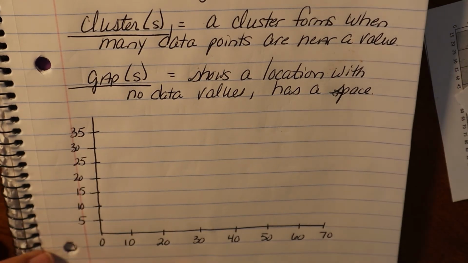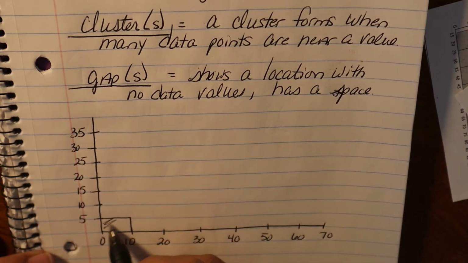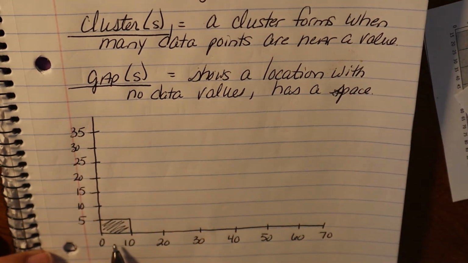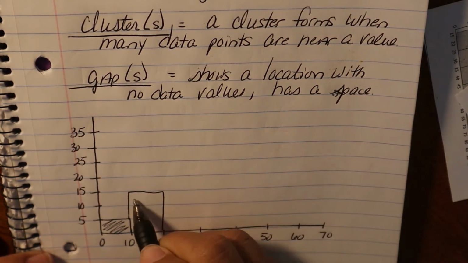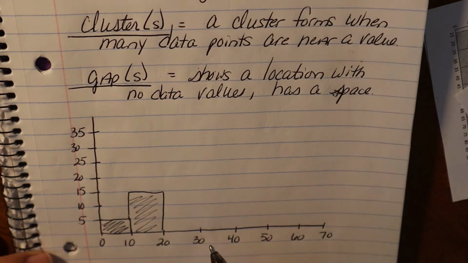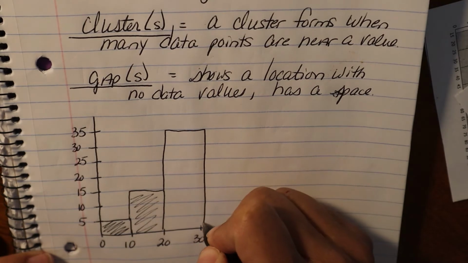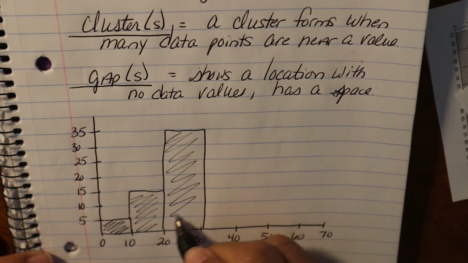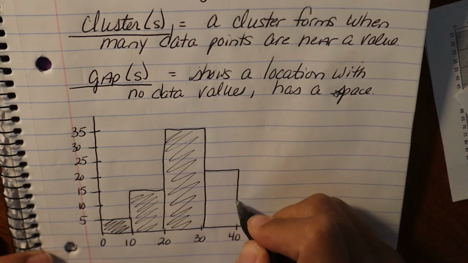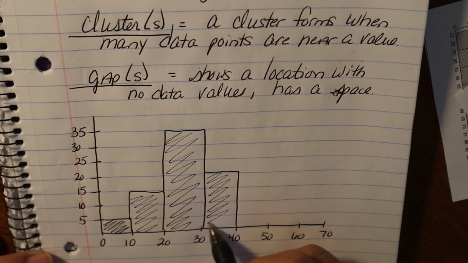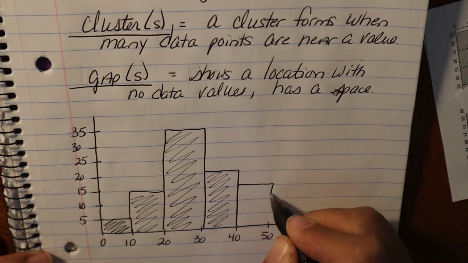Let's just say that at the 0 to 10, we had a 5 that fell into this category. From 10 to 20, let's come up to 15. Shade it. From 20 to 30, let's come all the way up to 35. Come down, shade it. From 30 to 40, let's come up to 20. Come down, shade. From 40 to 50, let's come up to 15, down.